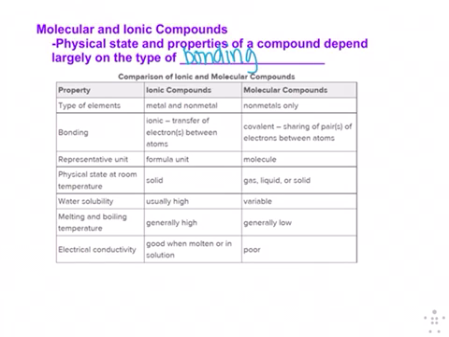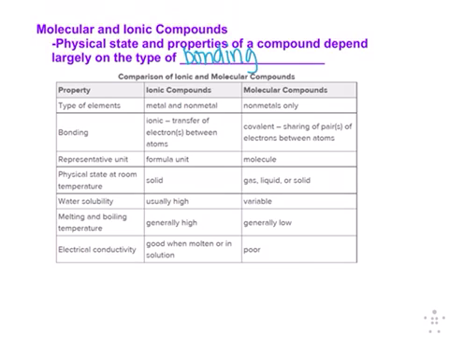It shows you the types of elements, the types of bonding that can occur, what we call the representative unit. So a molecule is a single unit of a molecular compound, where a formula unit is the individual component of an ionic compound. The physical state, so is it a solid, liquid, or gas at room temperature? Room temperature sits right around 23 degrees Celsius, I believe. Yeah, I think so. Water solubility, this means that it is soluble in water, aka water dissolves it.